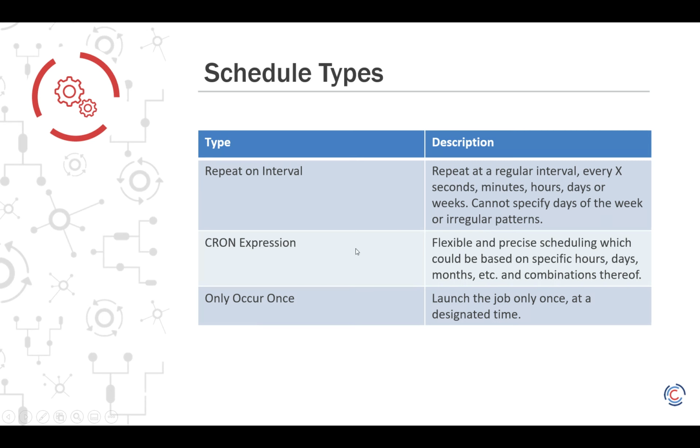And the last one is occur only once. This one launches the job only once at a designated time. So if you're working on something and you only want it to run after you leave the office at, like, 6 p.m., you can set it to run one time, and then it's only going to run that one time, and then it's not going to be active anymore.